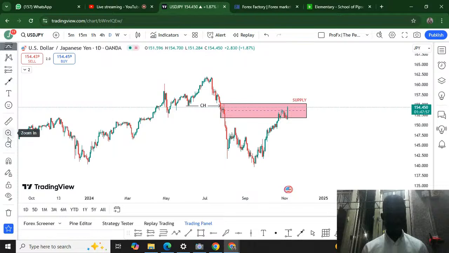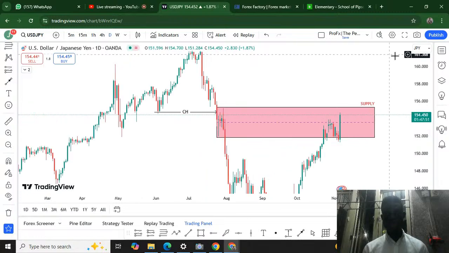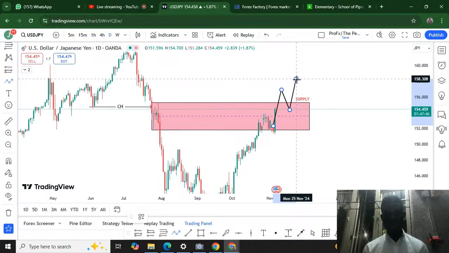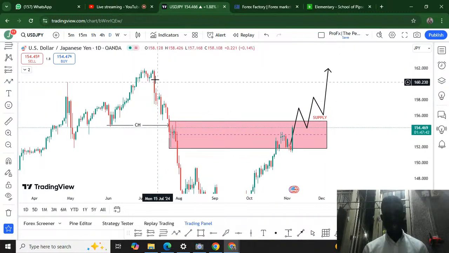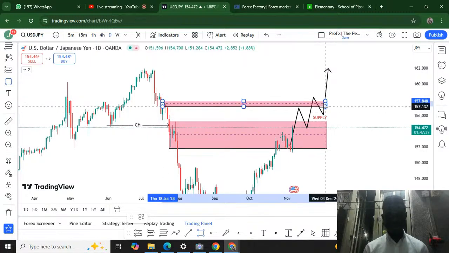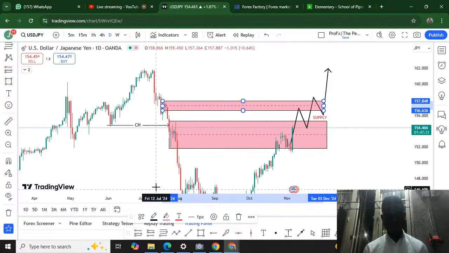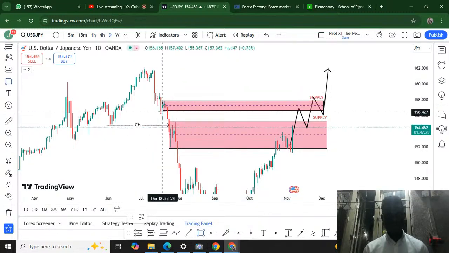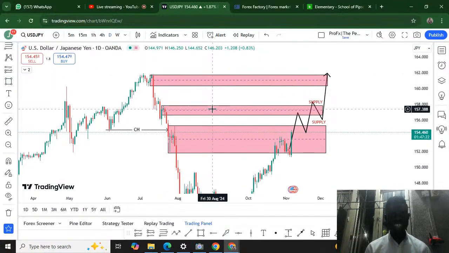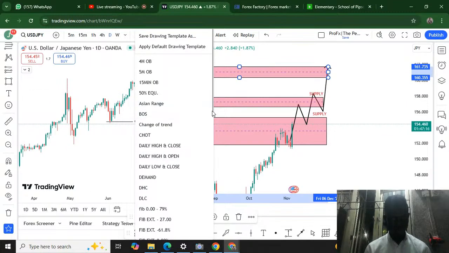So two things will happen. It breaks out of this supply and continues buying to this next supply here or here, because we still have supply zones resting above. That's the first scenario. Okay. Second scenario is it rejects from the current supply and starts selling first.